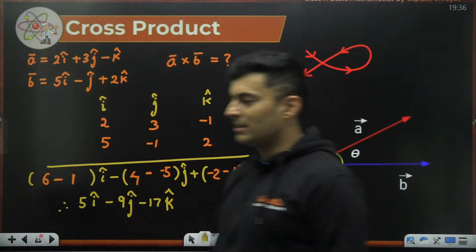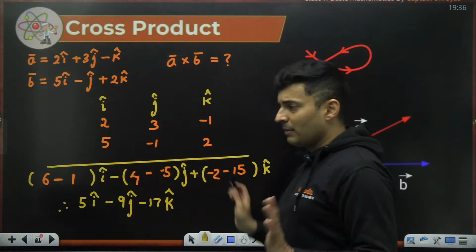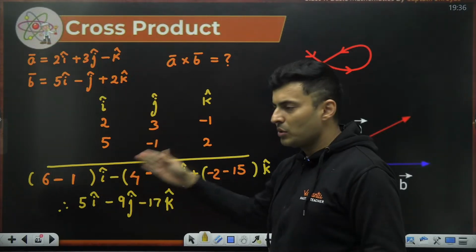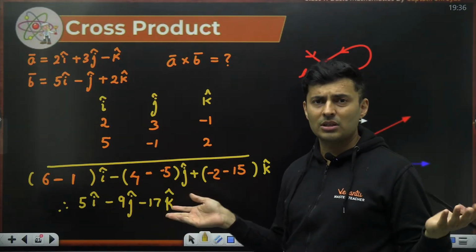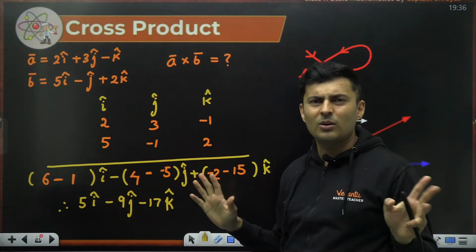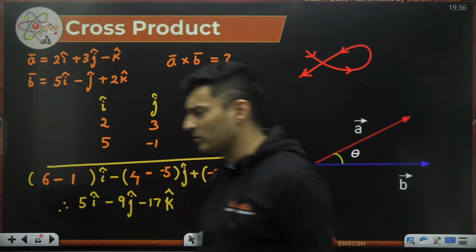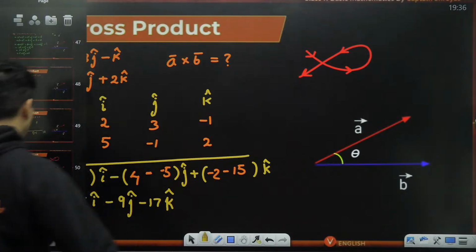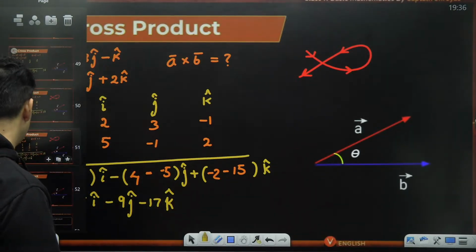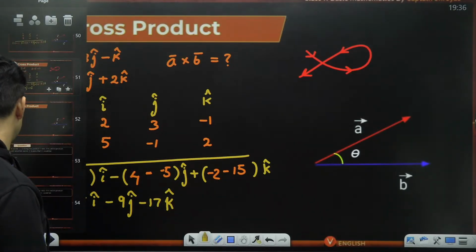Got it? Isn't it simple with the determinant method? Once you get used to this, solve some 4-5 questions. I'm not even asking you to solve 40 questions. 4-5 questions, you'll get the hang of it. It's a very laddu type of solution. Yeah? Clear? Great, sir. I understood it, sir. So let's do some questions, sir.